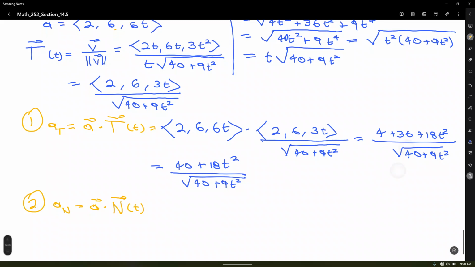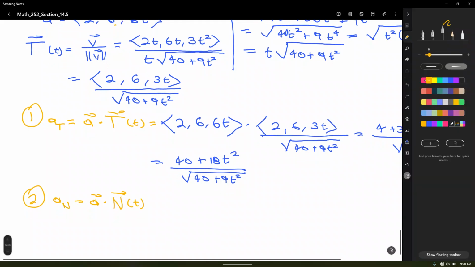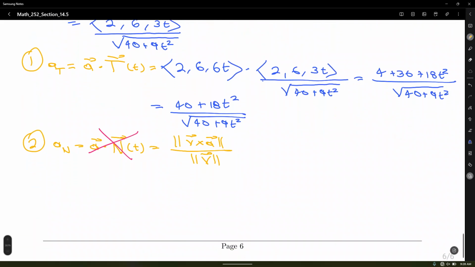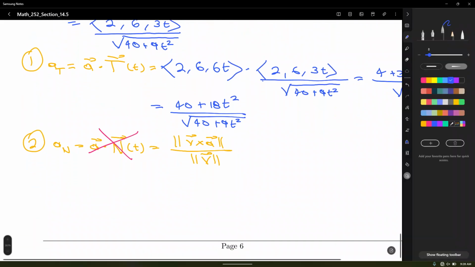So, instead, again, let me cross this out, and I'm going to use the alternative. The alternative will be the magnitude of the cross product between the velocity and the acceleration divided by the magnitude of the velocity. And again, it's not the velocity cubed. The velocity cubed is to calculate the curvature. All right. So what do we need? Oh, we need the cross product between acceleration and velocity. Okay.